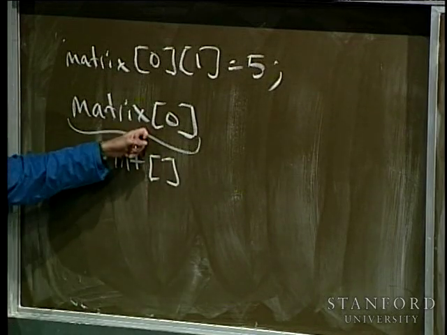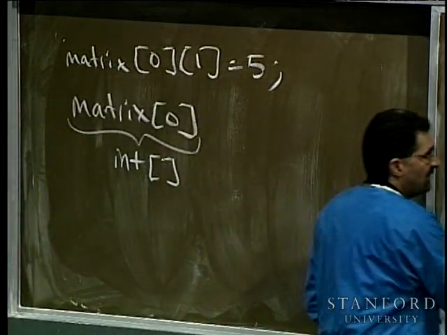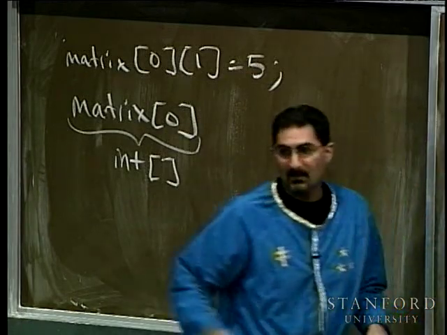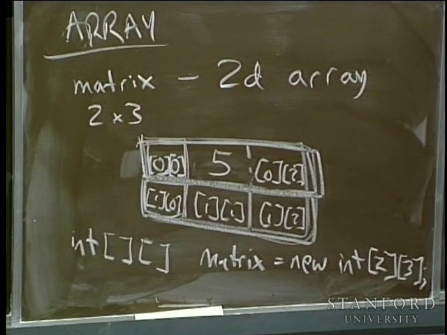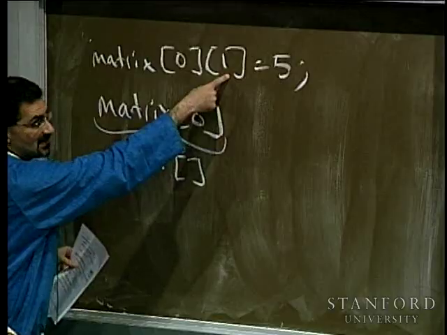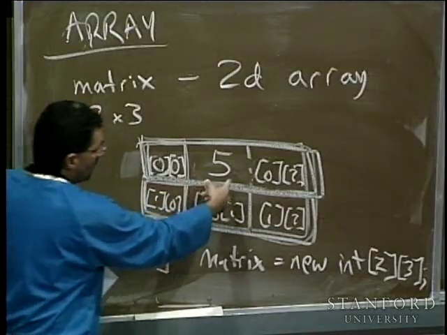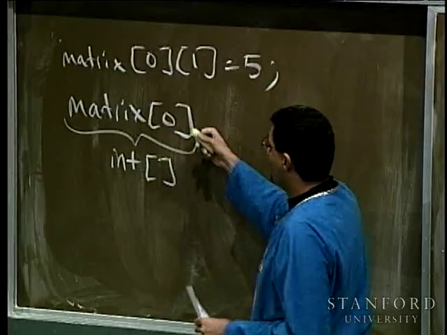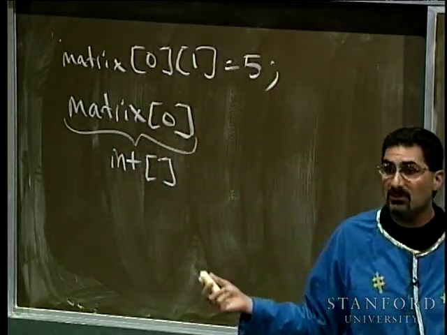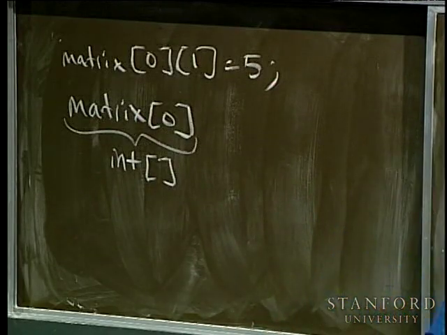Because what is matrix sub 0? It's this whole line here. It's the first row of the entire matrix. And then if I specify something else, like a column, that's how I get 0, 1. First I specify the row, then I specify the column. If I don't specify a column, this is referring to the whole row, which means it's just referring to a whole array.